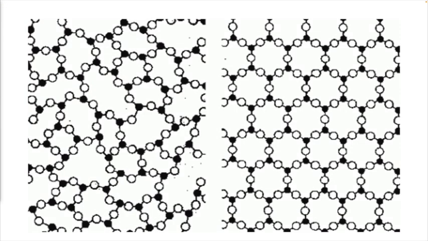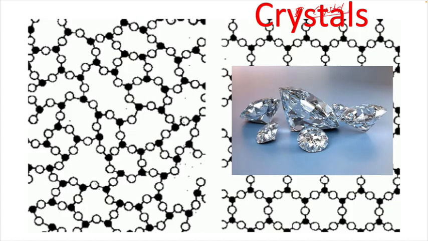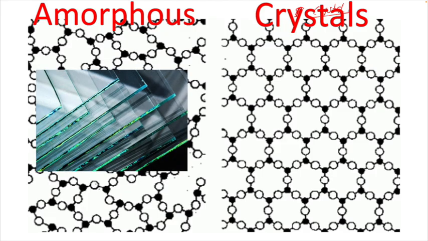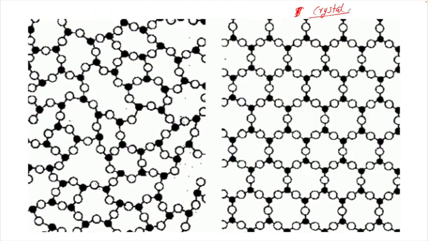Now let's look at another important idea, the crystalline structure. On the right side, we have crystalline solids, where atoms are arranged uniformly and regularly. That's why they are called crystals. Diamond is a perfect example of a crystalline solid. On the left side, we have amorphous solids, where atoms are arranged randomly without a fixed pattern. Glass is an example of an amorphous solid. So both diamond and glass are covalent network solids, but one is crystalline and uniform while the other is amorphous and random. This difference gives us completely different physical properties.